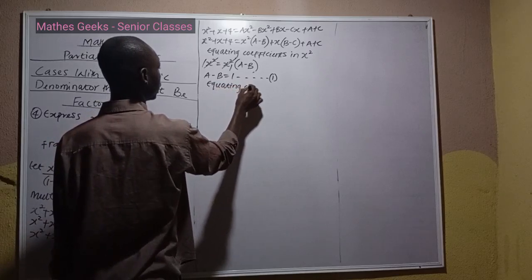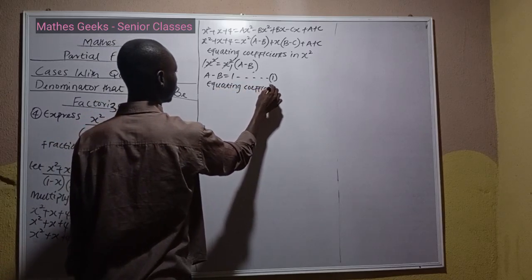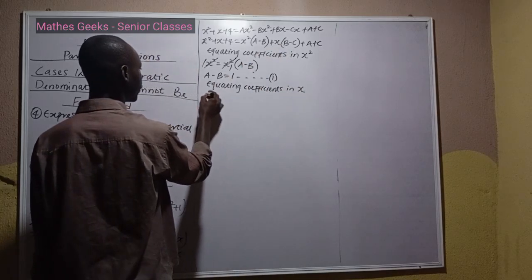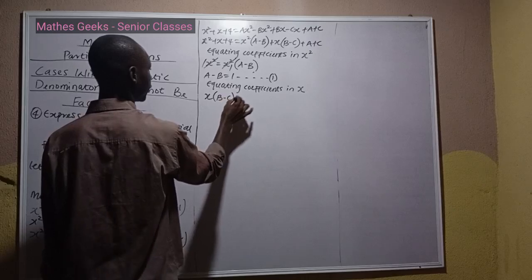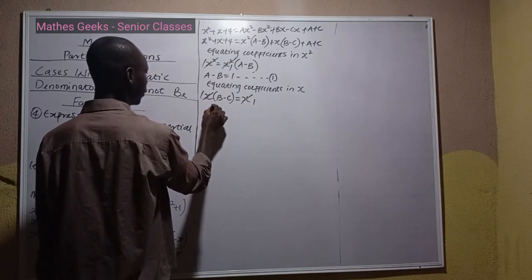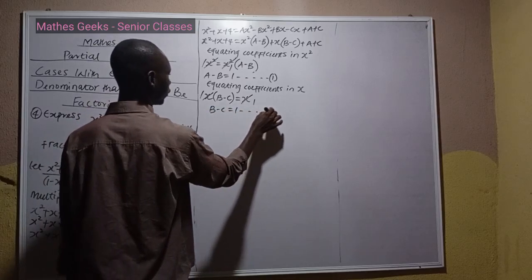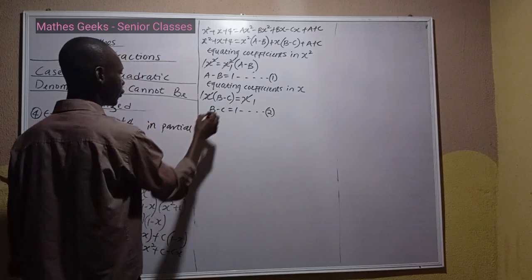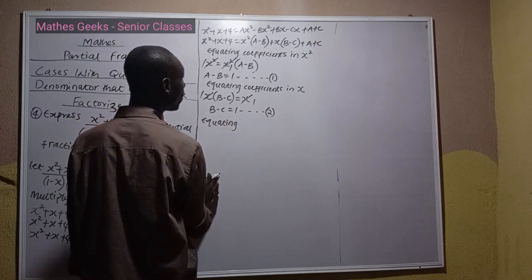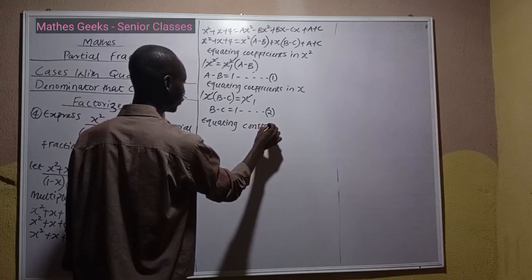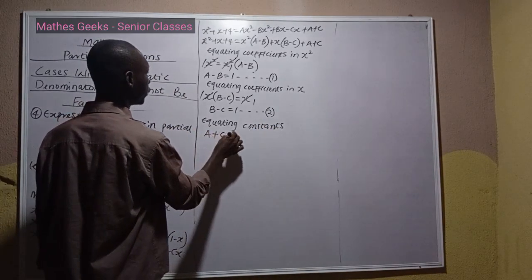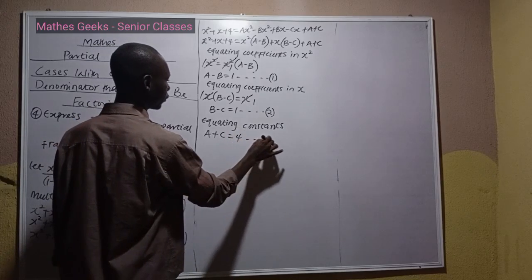Equating coefficients in x, which is this part. You have x, b minus c equals x. x is 1, so b minus c is equal to 1. Equation 2. Now equating constants, you have a plus c is equal to 4. Equation 3.